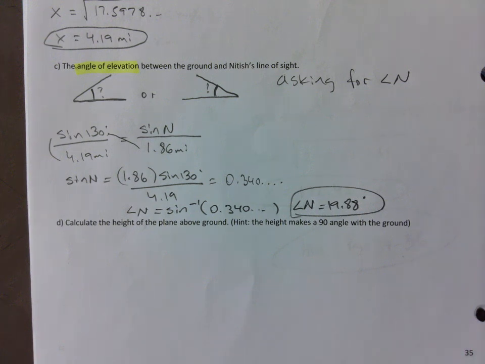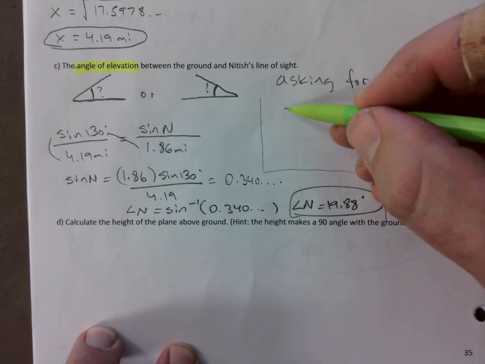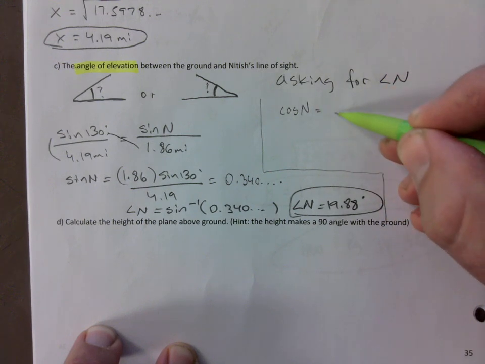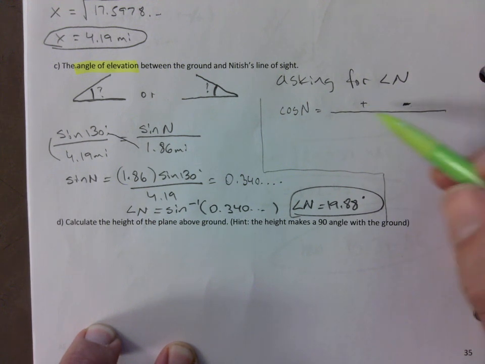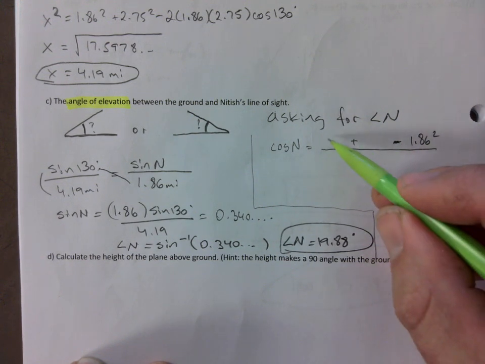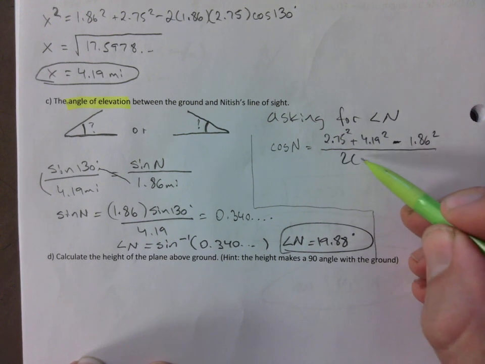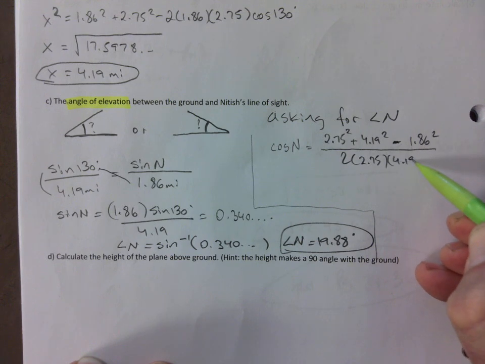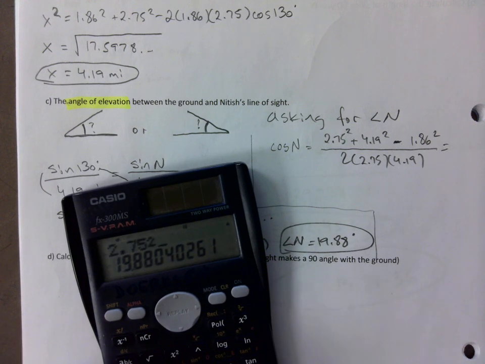Could I use cosine law? Absolutely. Because I'm getting you ready for the quiz and test, how about we do that? Cosine of n is equal to, what's going to go back here? There's going to be two things added, one subtracted. So this side here is across the angle you're trying to find. So 1.86 has to go back here. And this is 2.75 squared, 4.19 squared. 2 times 2.75 times 4.19. No squaring at the bottom.